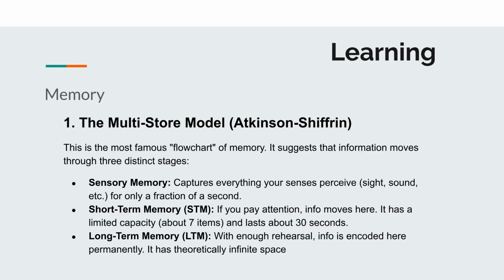The multi-store model of memory, or the Atkinson-Shiffrin model, suggests information moves through three stages. Sensory memory captures everything briefly. Short-term memory has a limited capacity and lasts about 30 seconds. Long-term memory is where information is permanently encoded.